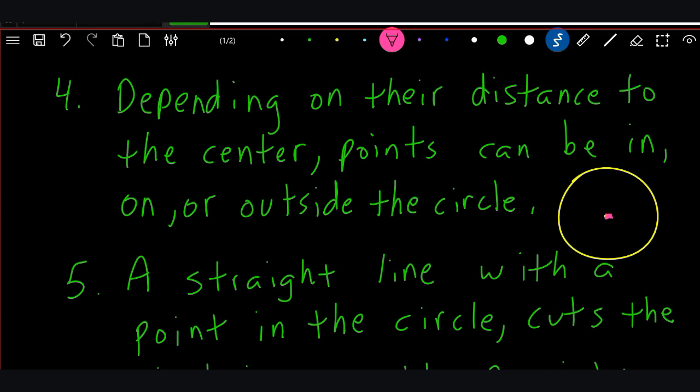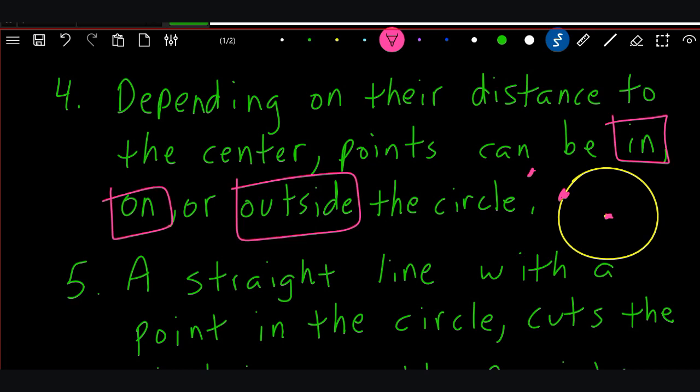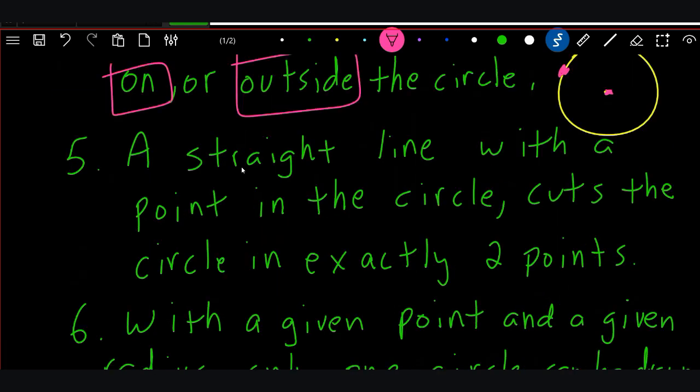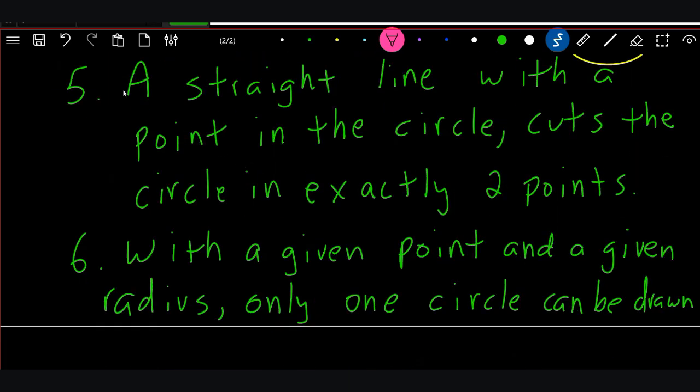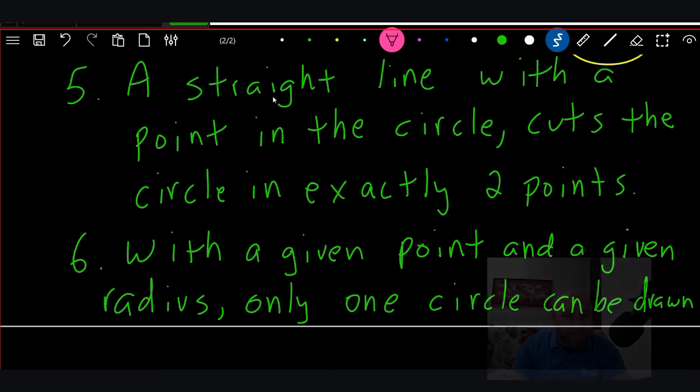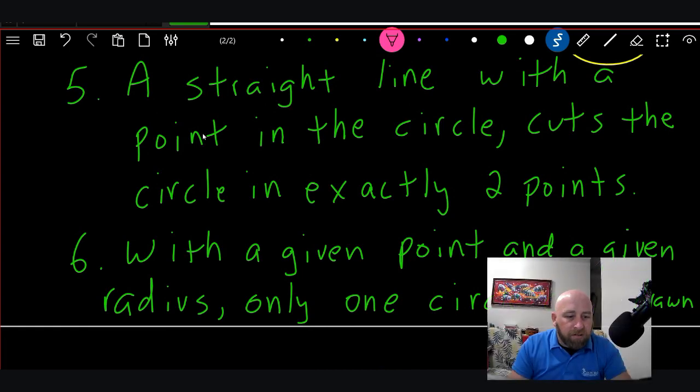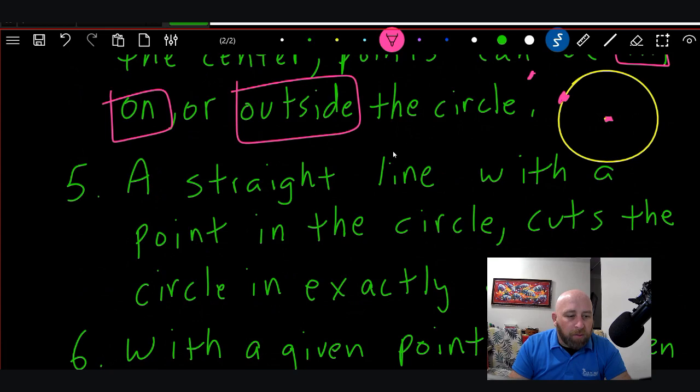So inside, on, or outside. Those are the 3 relationships. So right here it says points can be in, on, or outside. Those are your 3 relationships of points to a circle. And then the last one, or actually I have 2 more. Number 5, a straight line with a point in the circle cuts the circle in exactly 2 points.